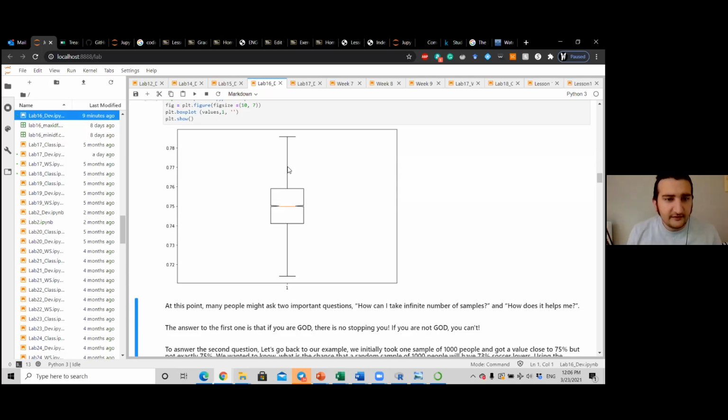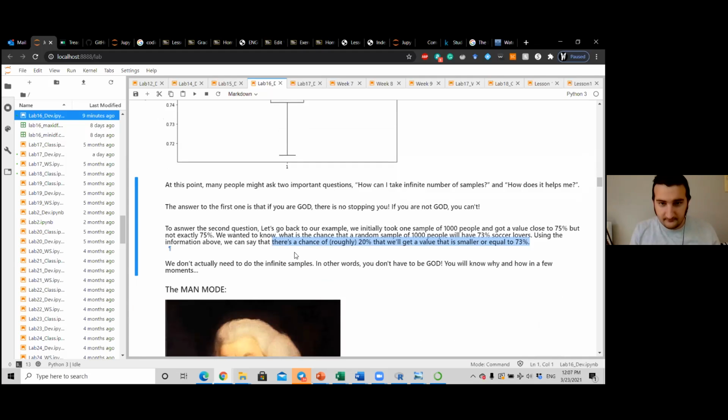Yes, thank you. So let's go and look at 0.73. What amount of observations are above 0.73? Oh, 0.73, 20 as well. 80, I mean. 80, yes. What amount are less than 0.73? 20. Okay. There is a chance of roughly 20% that we will get a value that is smaller or equal to 73%.